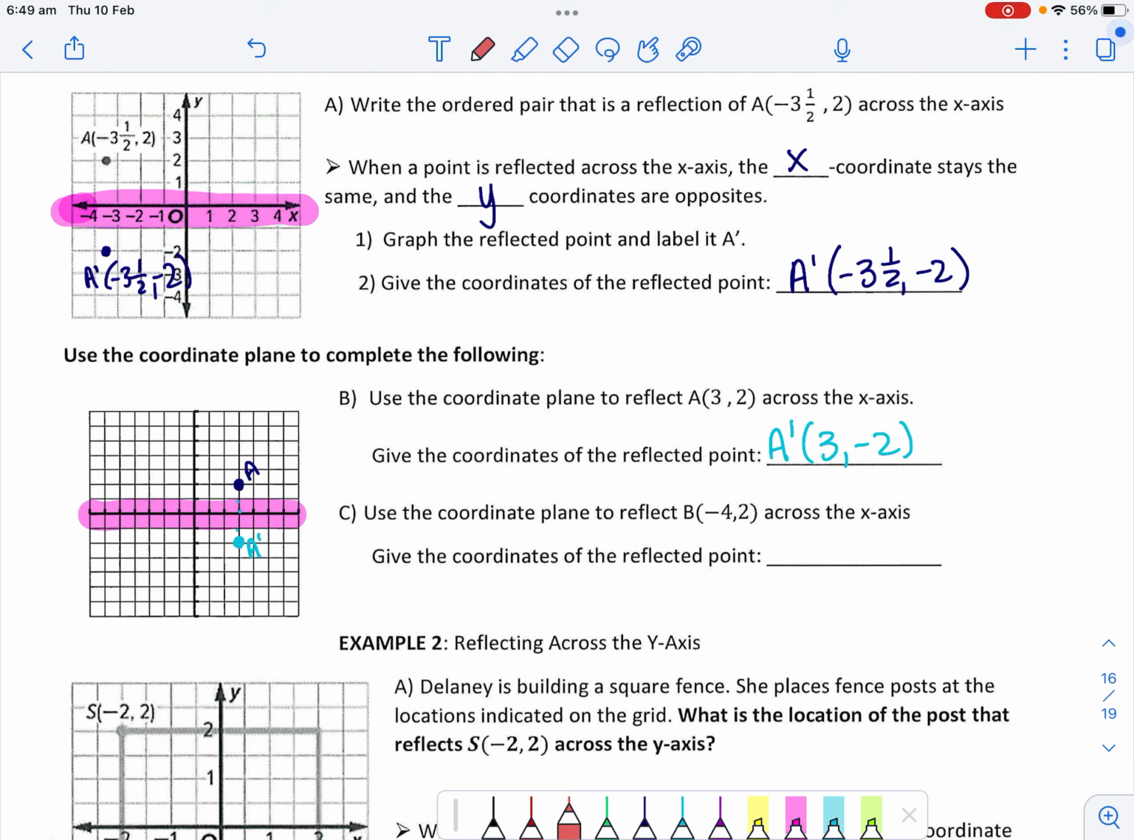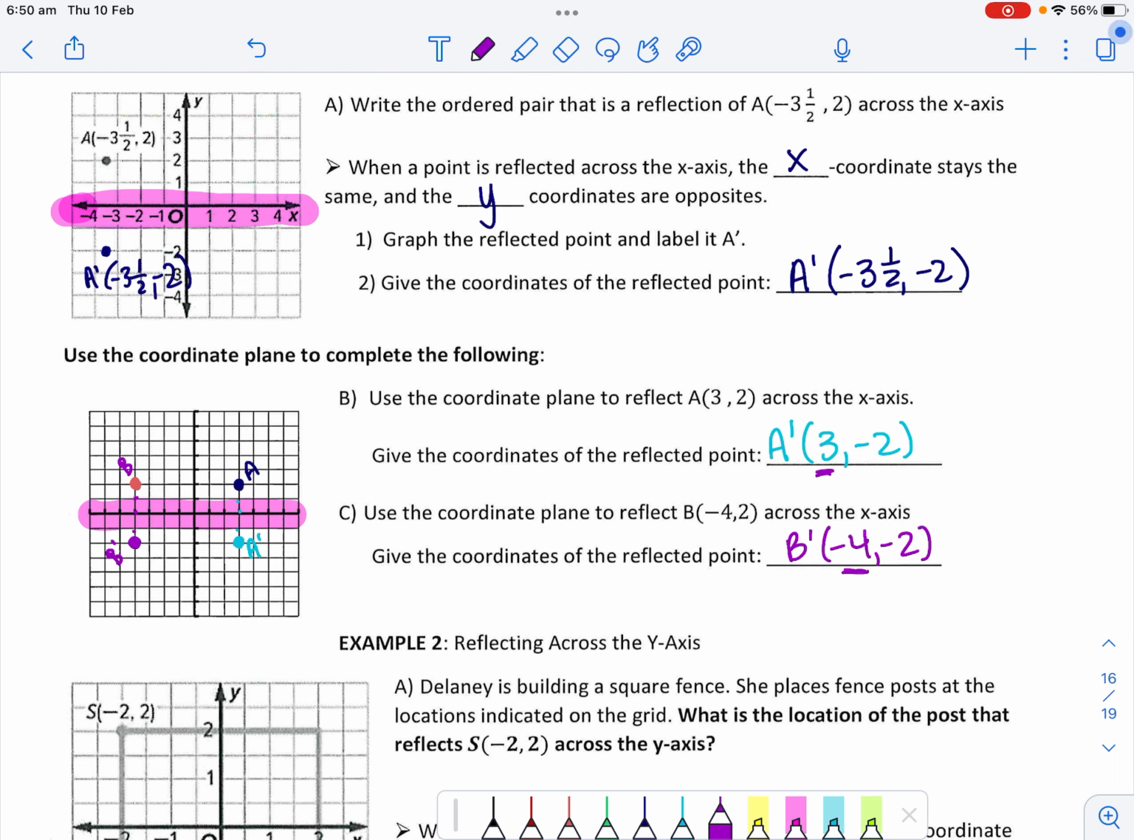-4, 2, 1, 2, 3, 4 to the left, up 1, 2 is here. And then I'm going to reflect again across the x-axis. So 1, 2, 1, 2. My x coordinate for B prime. So this is B and B prime. My x coordinate is going to stay the same at -4, and my y coordinate is going to become a -2. So my x stayed the same, my y is the opposite.